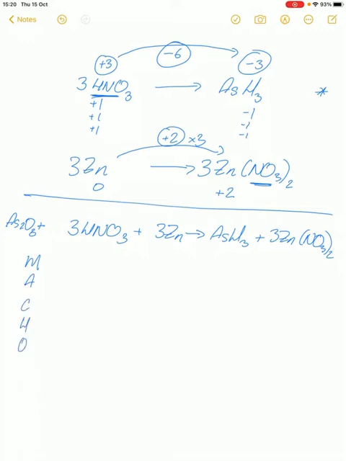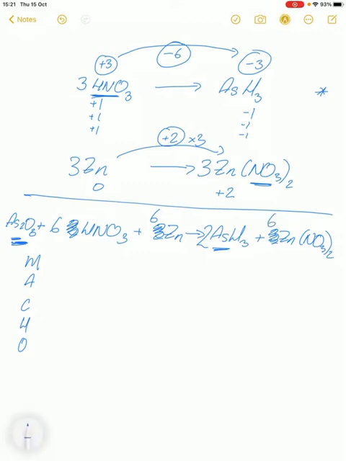So the metals, well, the zinc's balance, that's fine. The arsenic does not balance. I've got 2 over here, but I've only got 1 over there. So rather than halve this one, because I've got 3 oxygens in there, what I'm going to do is I'm going to double everything else up. So my 3 here is going to become a 6, 6, 2, and then a 6 there.